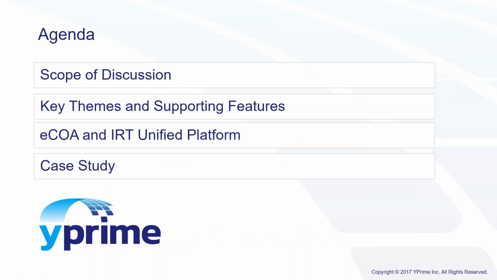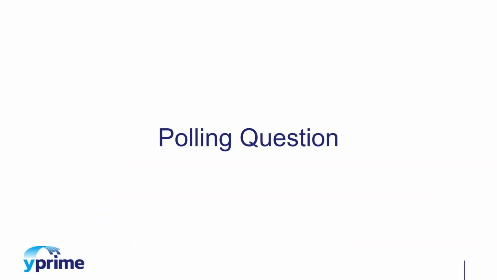Our agenda is fairly straightforward. We'll scope our discussion first, then we'll go into some key themes and some supporting features, and all of this will be revolving around the eCOA and IRT unified platform. Then we'll wrap up with a case study, which will demonstrate how YPrime was able to implement some of these ideas in a real study. Now, before we go too much further, I'd like to maybe start by asking a polling question.